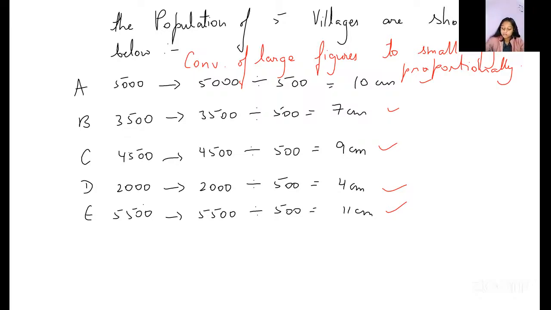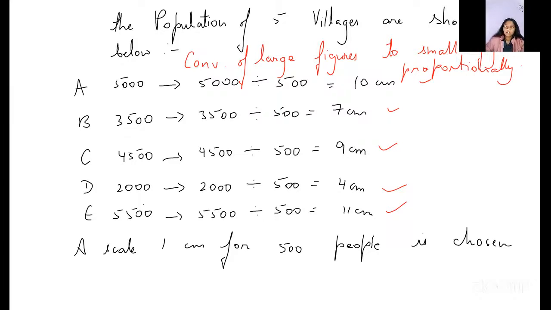What we assumed, you can put a star and write this line: a scale of 1 centimeter for 500 people is chosen to reduce the height substantially.